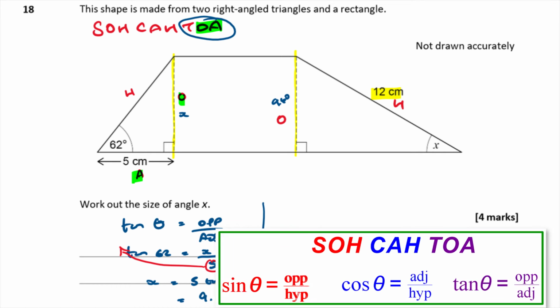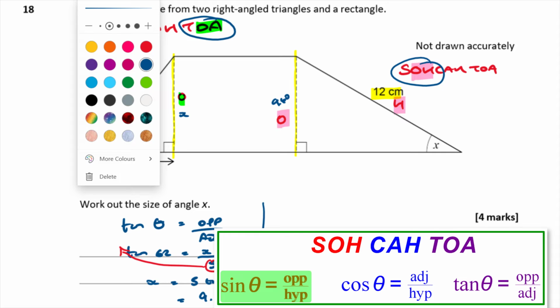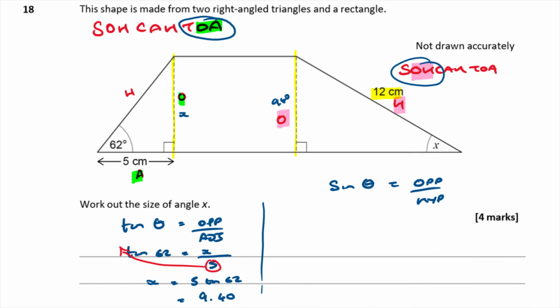Again, so SOHCAHTOA on this triangle. This time, I've got the opposite and the hypotenuse, which is there. I want the sine this time. Okay, so I'm going to write down sine theta equals opposite over hypotenuse. I'm going to sub in what I know. Sine x equals my opposite, 9.40, divided by the hypotenuse, which is 12.